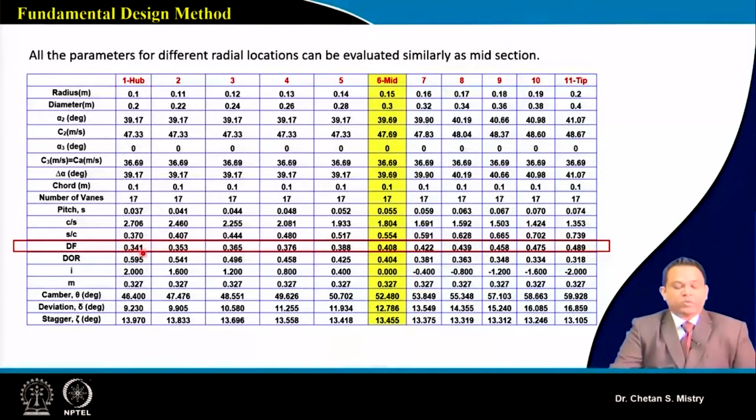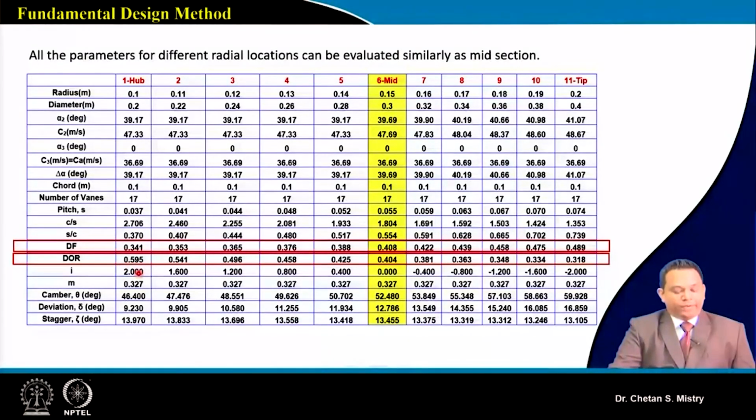So you can say this is 0.34, and at the tip it is coming 0.48. So near the tip region your stator is highly loaded in that sense. Other parameters we can see is our degree of reaction, which we are calculating as 1 minus the degree of reaction of your rotor. So my degree of reaction at the hub is coming to be larger.